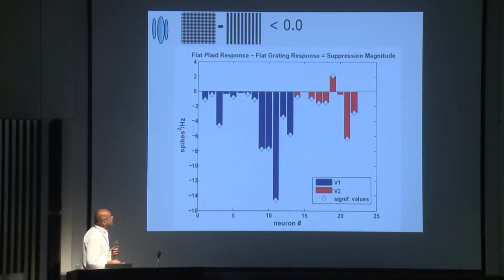And here are the first results. So this is V1, this is V2. We're looking at the responses to a plaid minus the grating, where this grating is at the preferred orientation of the cell. They were not all vertically preferring, but we just keep rotating it for that. And in almost all the cases except this, there's a smaller response to this than to this, showing the classical cross-orientation inhibition.